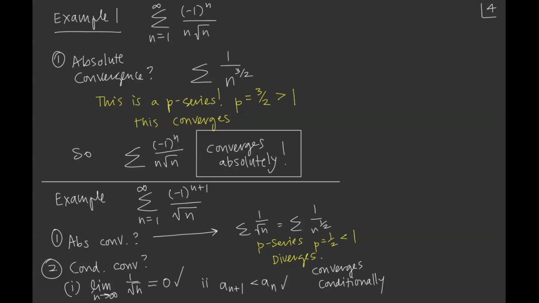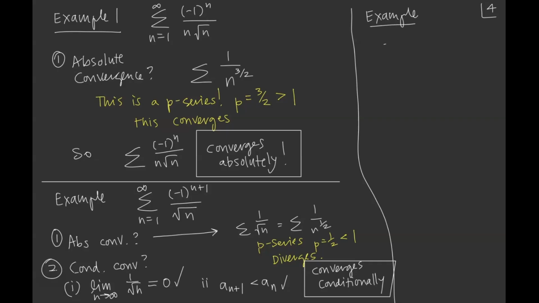It's too bad that it didn't converge absolutely. It's always nice to have a stronger condition, but at least we got the conditional convergence. Okay, one more example here. And we'll look at the series n equals 1 to infinity of this series. Even as I write it, you can probably tell what's going to happen here, but we'll go through the tests.